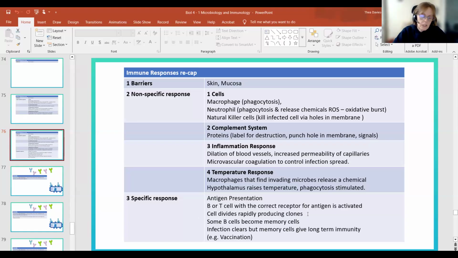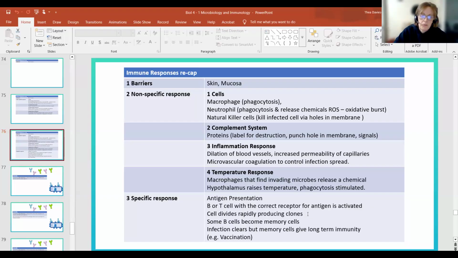Now, B and T are just types of white blood cells. Some of these B cells can become something called memory cells. So these are cells that remember the infection. They stay in the immune system, and these are the cells that then get activated if you come across this infection again. These are the cells that give you long-term immunity. So these are the ones that get stored away after you've been vaccinated or after you've been infected and recovered, essentially. So these are the ones that give us long-term immunity to infection.